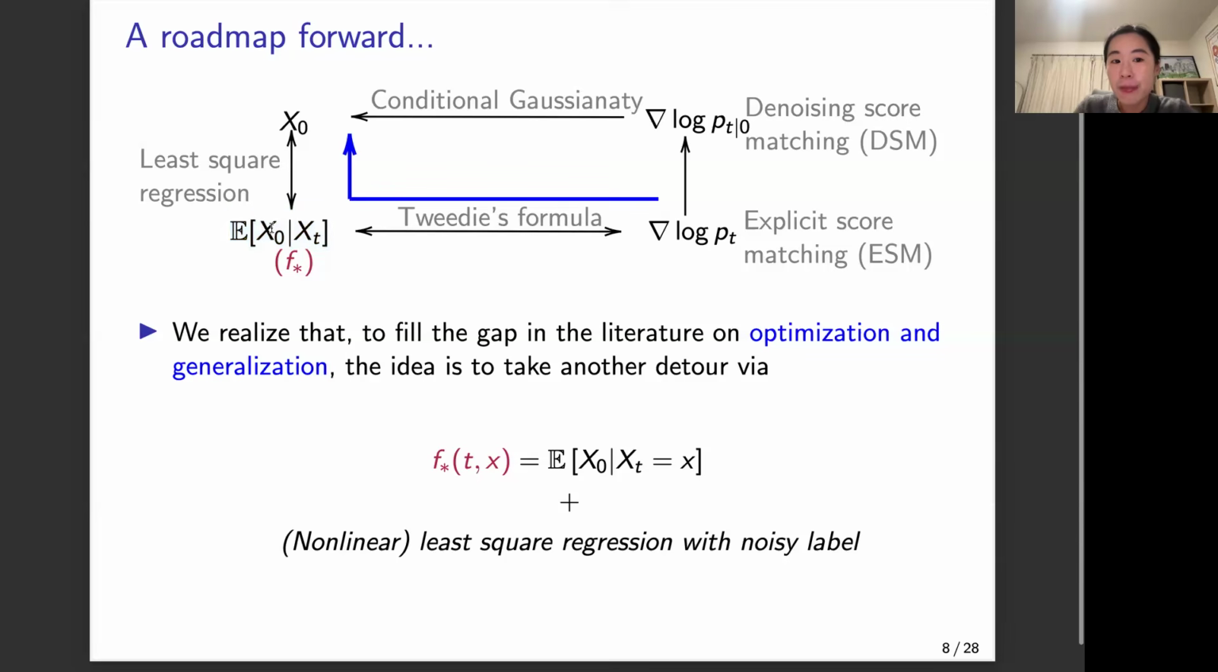The connection between this posterior mean and the Stein score function we can get via Tweedie's formula, which is also something classic in the probability literature for a certain class of SDEs. I will talk about this in a bit. So by borrowing this intermediate quantity f star, it helps us build up the optimization foundation and borrow results in the literature of nonlinear regression. Okay, so this is essentially the route we take to build up the optimization foundation.